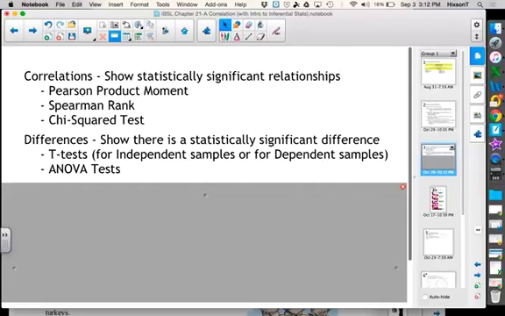The other one is the ANOVA test, and it's a similar idea, but the ANOVA test takes into account more than just two things. You can have a number of different variables coming into play with an ANOVA test. Okay?